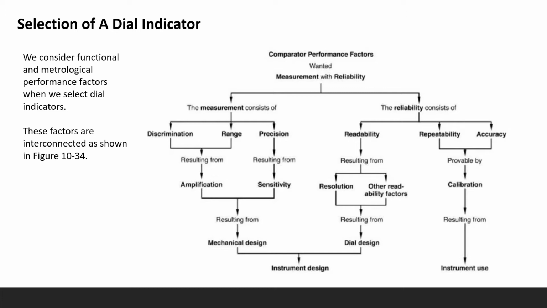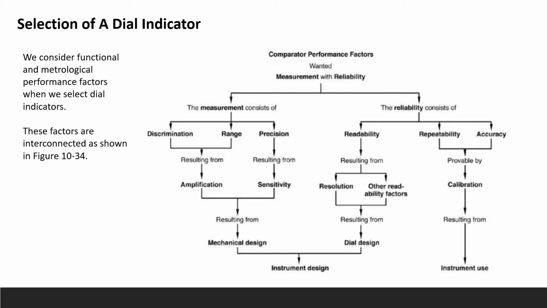For discrimination, range, and precision, when we select the dial indicator, it's always pointing to your inherent instrument design. For reliability, we have reliability, repeatability, and accuracy. So go this flow: you can get a result from resolution. You can get the readability.